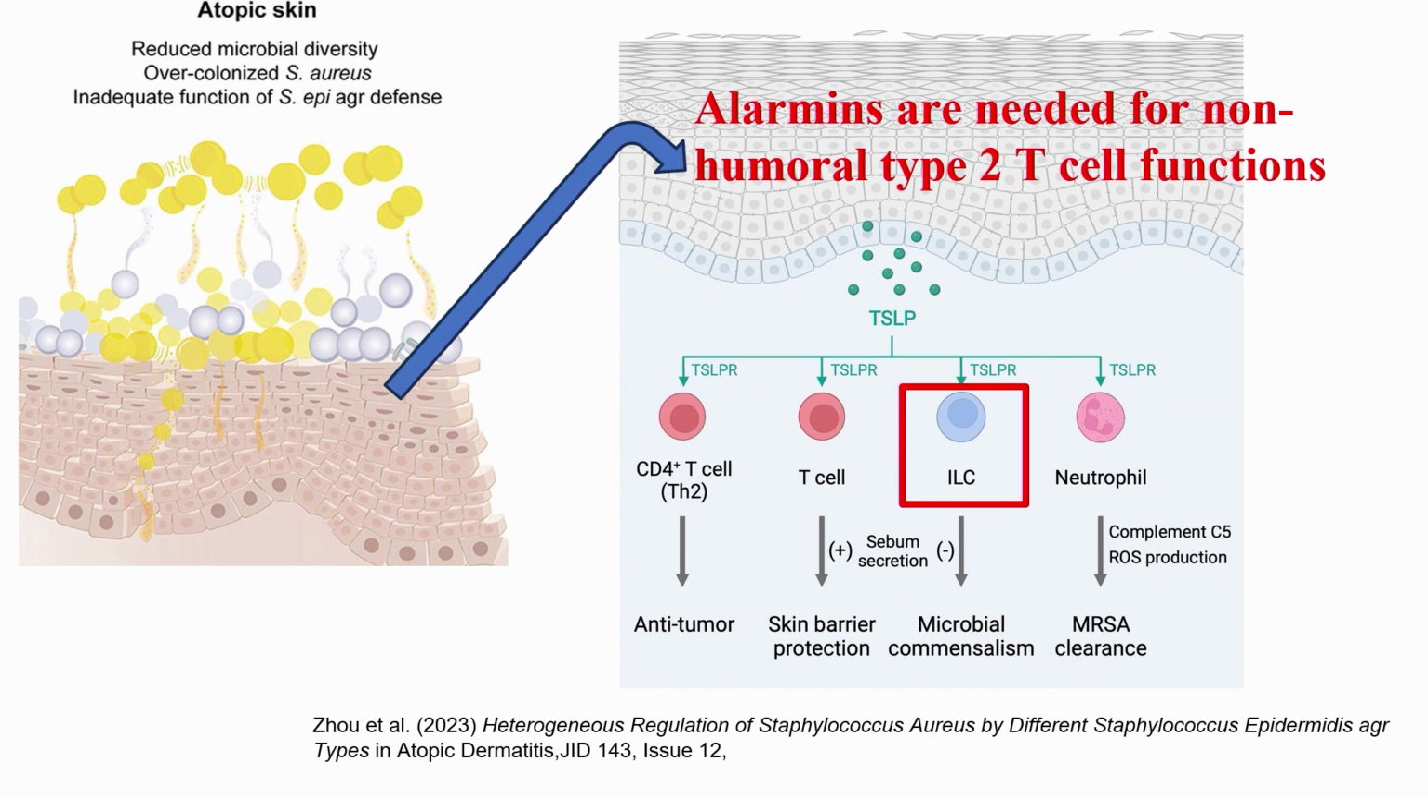And we know that these alarmins are really essential for this non-humoral type 2 inflammation. If we get rid of alarmins, we can still develop humoral Th2 inflammation in mice, so IgE-mediated responses. But we have a gap in developing these cell-mediated effectors.